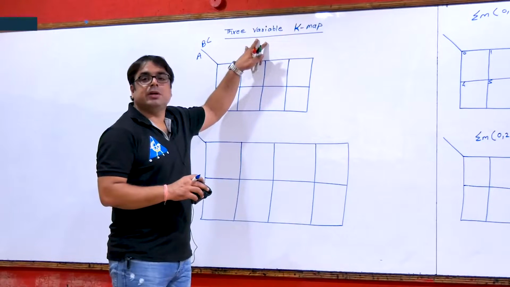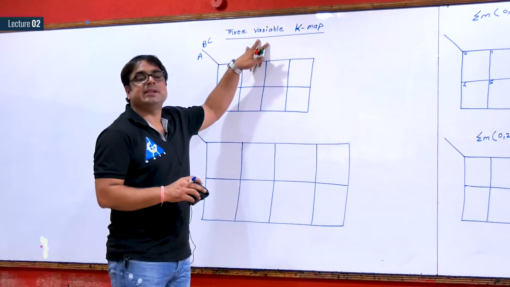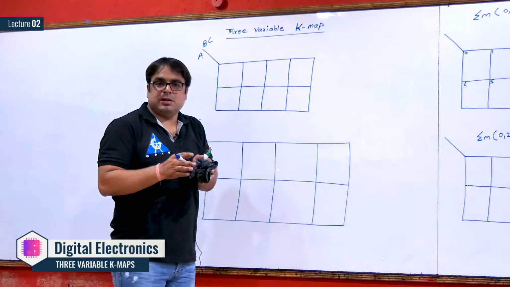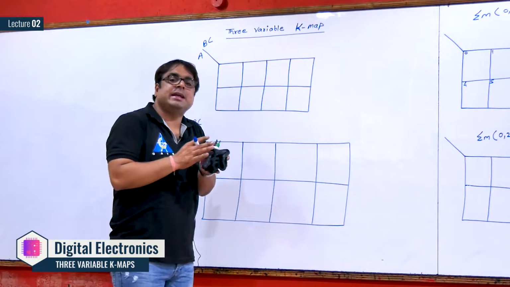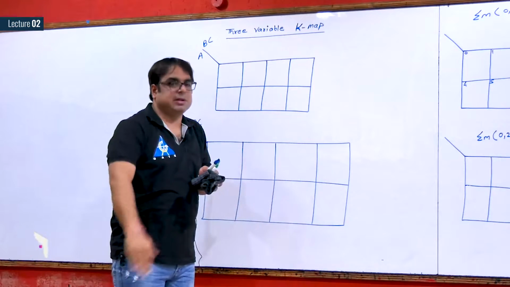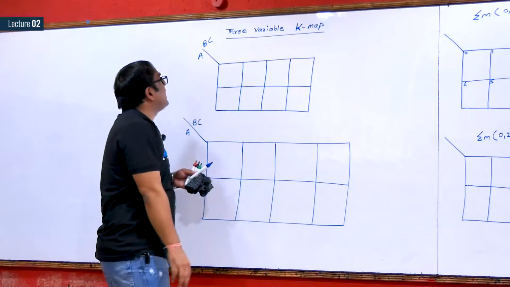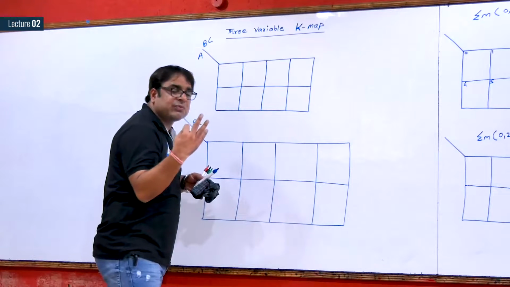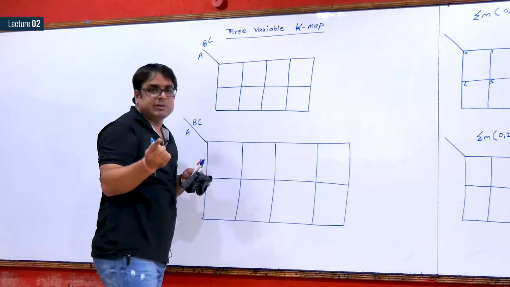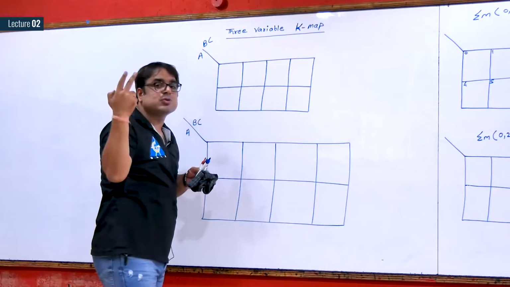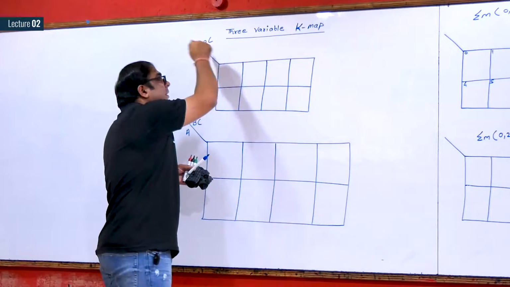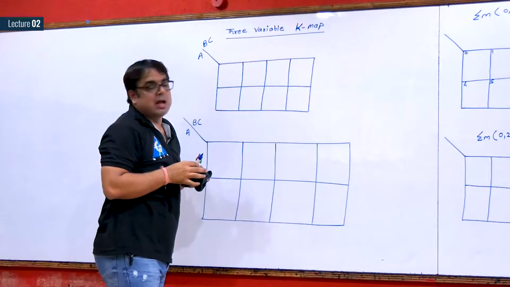Now we will try to learn the concept of 3 variable K-map. In 2 variable, we simply divided one variable on both sides. One side was A, one side was B. But now if there are 3 variables A, B and C, on one side there will be one variable, on the other side there have to be 2 variables.